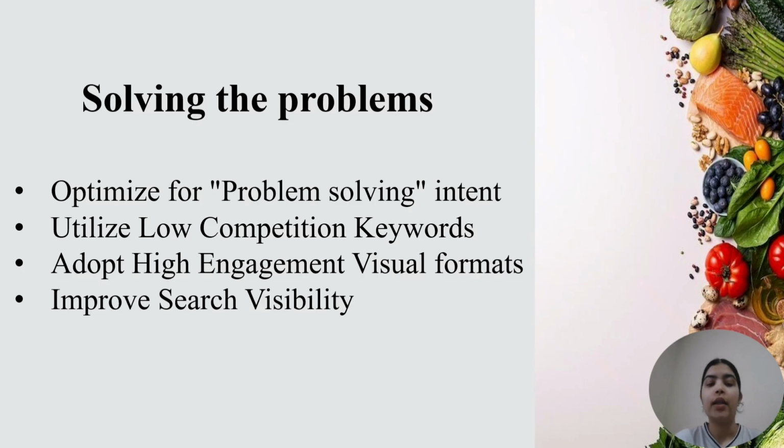The third one is to adopt high engagement visual formats. Use vertical videos on Reels and TikTok for snack recipe demonstrations, as suggested by the visual format recommendation. The last one is to improve search visibility. Ensure every post uses searchable variations found in Ubersuggest, for example eating well cheaply, to capture diverse search queries.